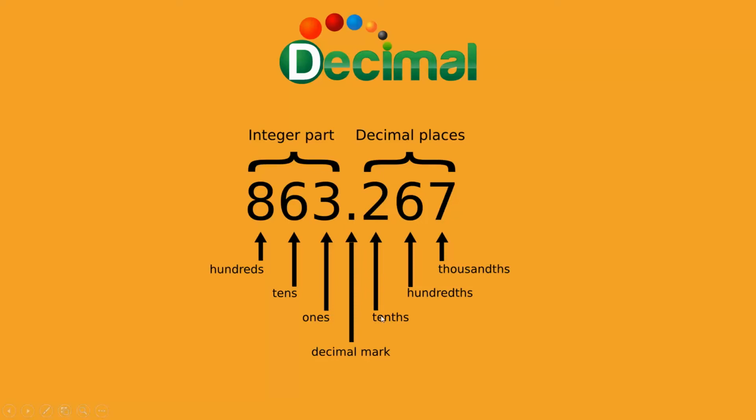No, we have tenths, hundredths, thousandths. And the value of each digit. We know that 8 in hundreds equals 800, 6 in tens equals 60, 3 in ones equals 3, and 2 in tenths, we know it will be 2 over 10, equal 0.2. And the value of 6 is 0.06. And the value of 7 is 0.007.